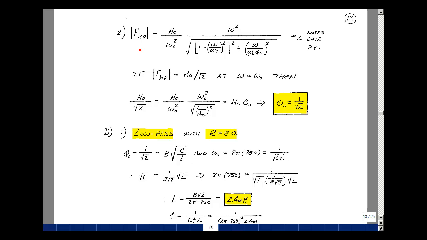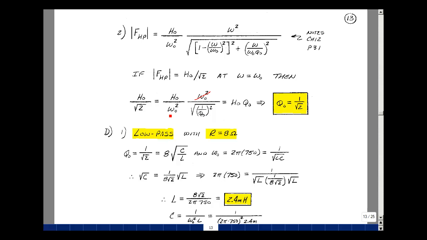Back to the class notes in chapter 12 on page 31 and grab the expression for the magnitude. And I'm going to plug in that omega equals omega naught, and I'm going to set that equal to H naught over the square root of 2 and then solve for Q naught. Then my transfer function is going to be H naught over omega naught squared, and omega equals omega naught gives me an omega naught squared. When omega equals omega naught, this becomes 1 minus 1, so it drops out. The ratio of omega to omega naught is 1, so then 1 over Q naught squared square root.